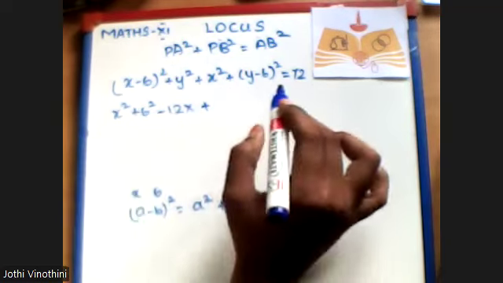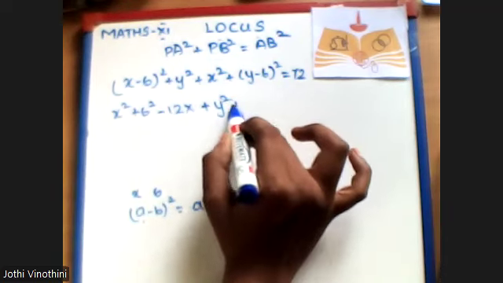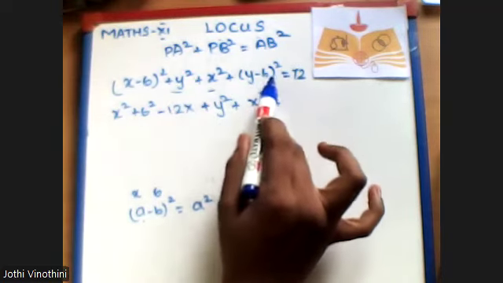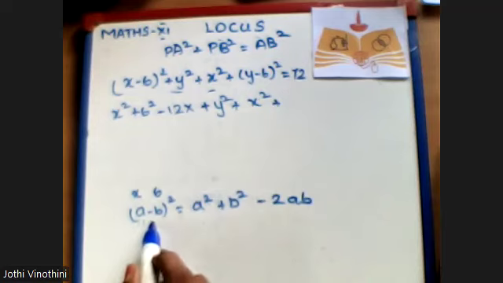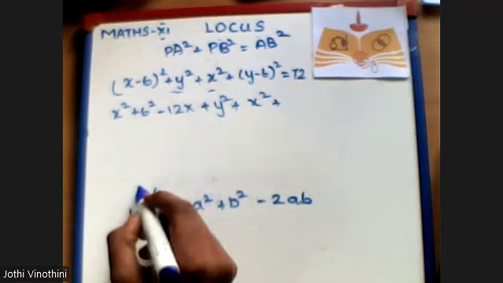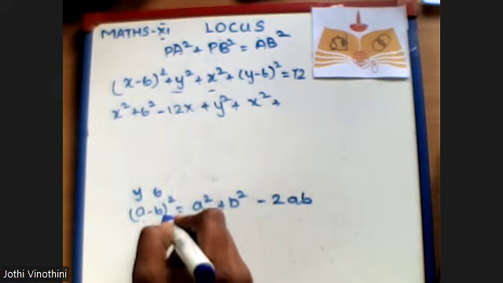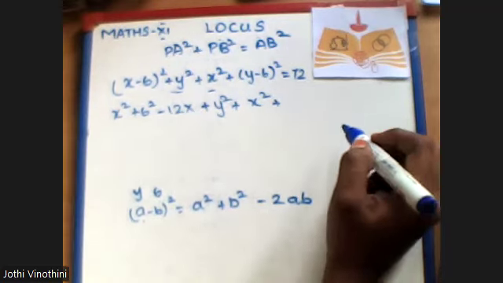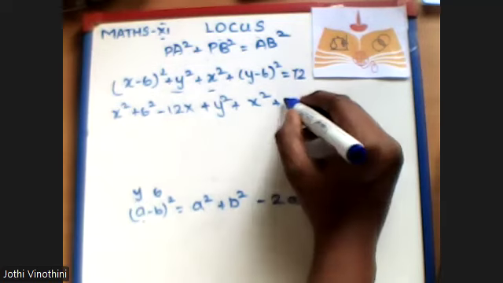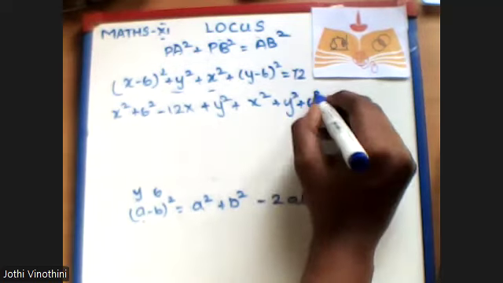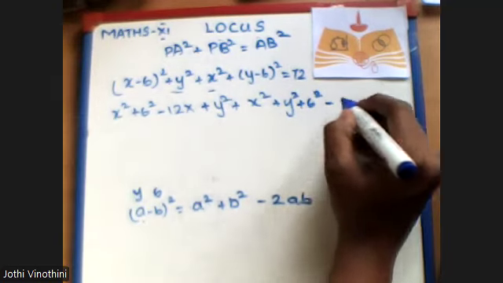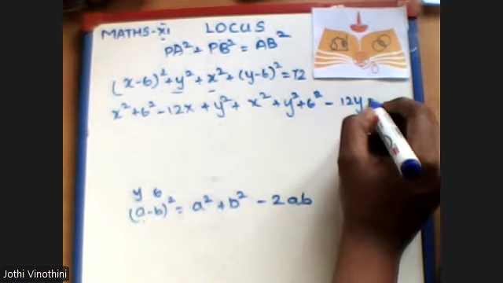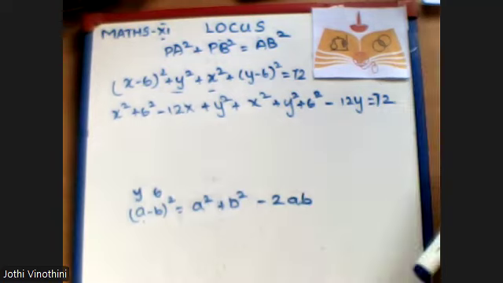Plus y squared plus x squared, plus again this y minus 6 the whole square is in the form of a minus b the whole square. y is in the place of a and 6 is in the place of b, right? Shall we expand this again? Yes. So a squared will be y squared and b squared will be 6 squared, minus 2ab. So minus 2 multiplied by 6 multiplied by y will be minus 12y, which equals 72. Right? Clear?